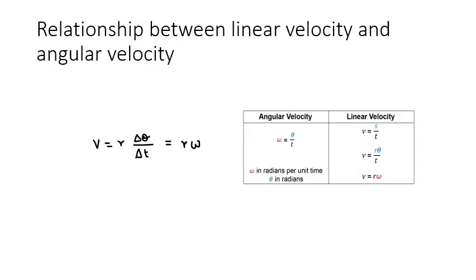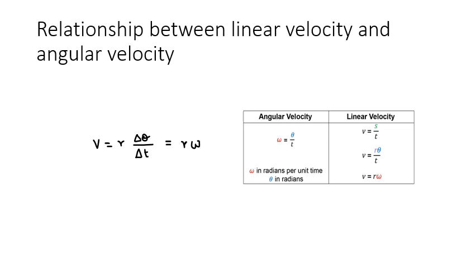Relationship between linear velocity and angular velocity. Linear velocity is denoted by v and angular velocity is denoted by omega. For example, the particle moving on a circular track of radius r is showing angular displacement del theta in del t time, and in this time it covers a distance del s along the circular track. Imagine this. What is your linear velocity? v is equal to r into del theta divided by del t. This is nothing but r into omega.